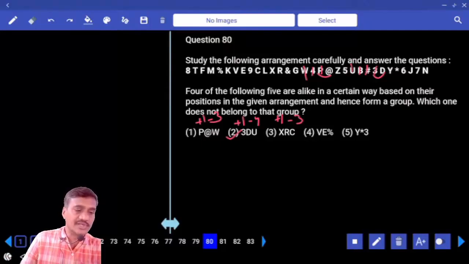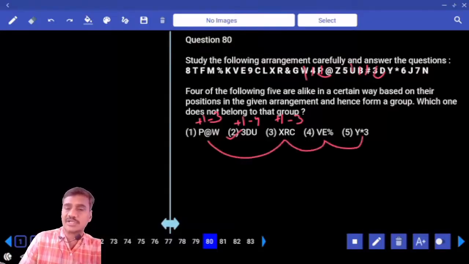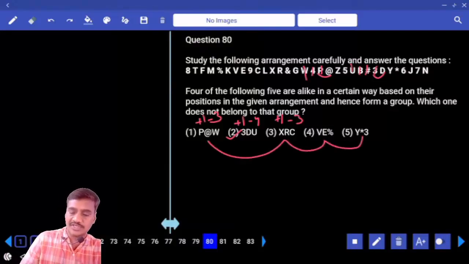Except choice 2, in the remaining, the difference between the elements is 1, 3, 1, 3, 1, 3, which is common. Here it is 1, 4. Choice 2 is the odd one.